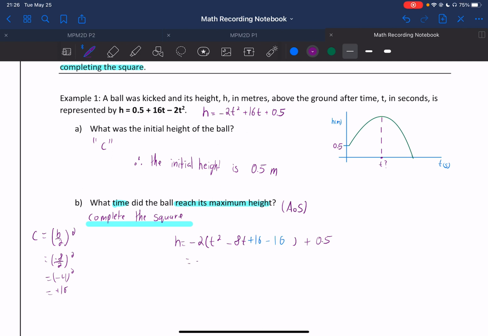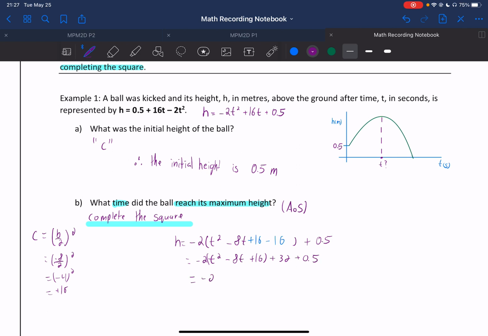Next up, what we're going to do is kick that -16 out of our bracket, leaving us with a perfect square trinomial in the center. Now, when we take -16 out, we multiply it by -2, which gives us +32 plus 0.5.